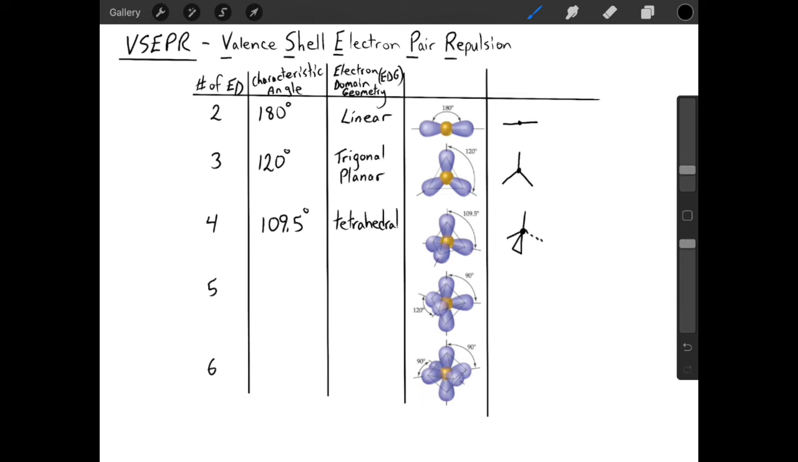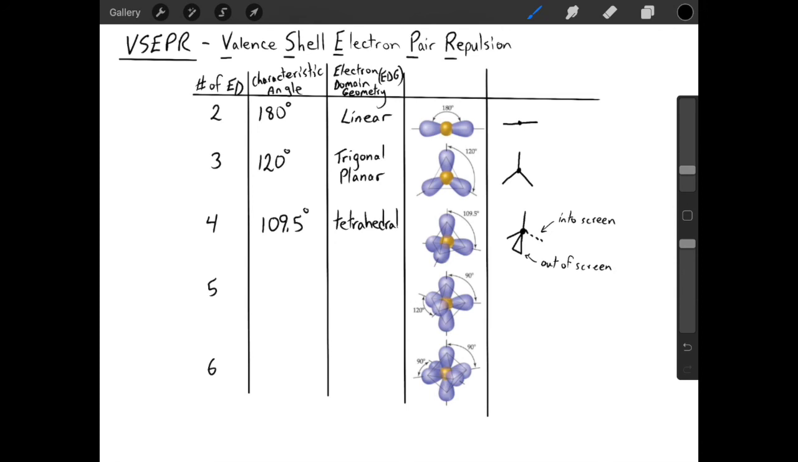So with the wedge and dash system, normal straight lines represent domains that are in the same plane. So the up and down and side to side lines represent domains that are in the same plane. Wedges represent domains that are coming effectively out of the screen. So it's a three-dimensional structure. And the dashed lines represent domains that are heading backwards into the screen.